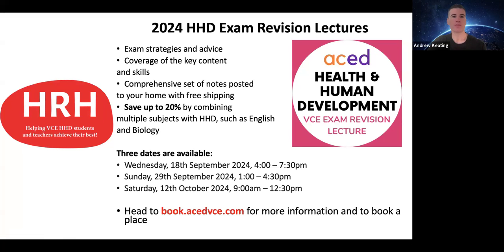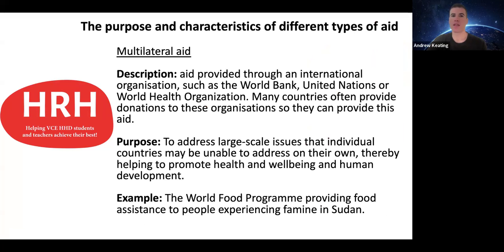Okay, the last type of aid is multilateral aid. This is aid that's provided through an international organization. That might be the World Bank, the United Nations, or the World Health Organization. Often what happens is that many countries provide donations to these organizations so that they can then provide this type of aid. So it's often on quite a large scale.